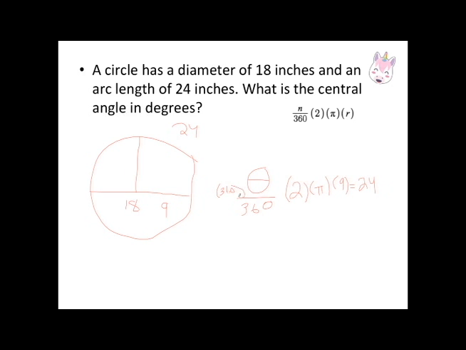Now we work backwards. Let's multiply each side by 360 so that we don't have to deal with a fraction. Now we're left with theta times 2 times pi times 9 is equal to, I'm sorry, I forgot to multiply, 24 times 360, which is equal to 8,640. Now, we divide both sides by 2 pi times 9.